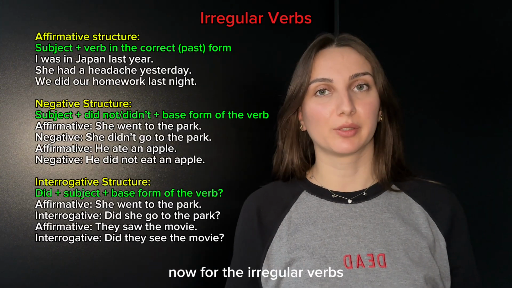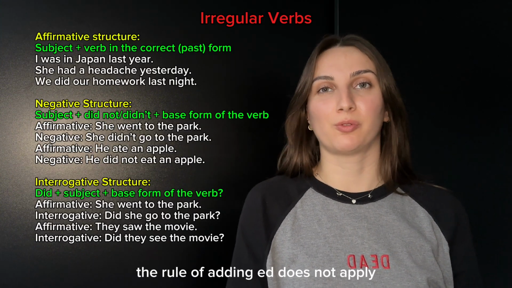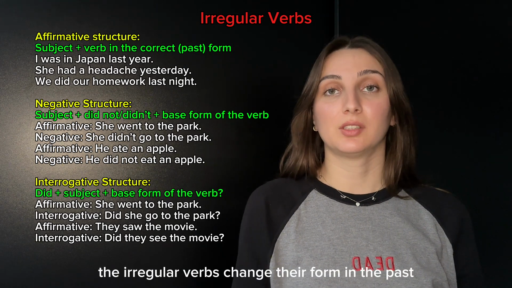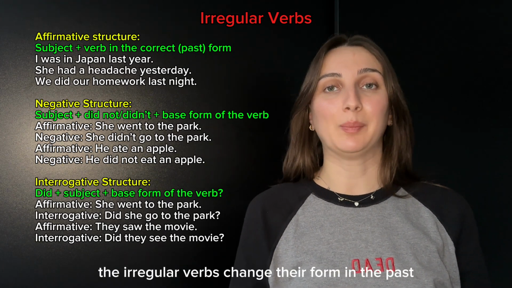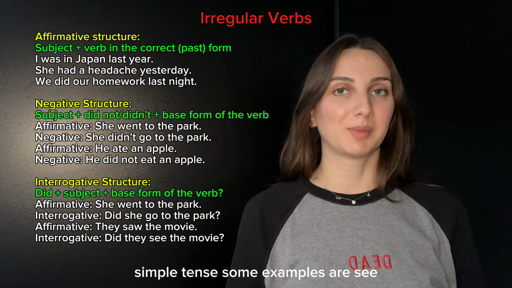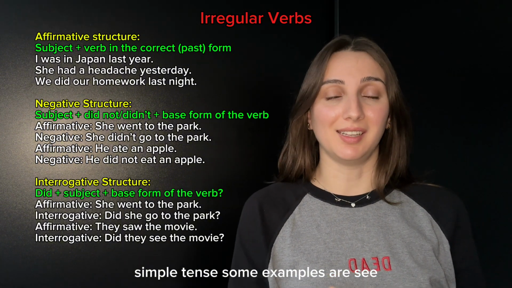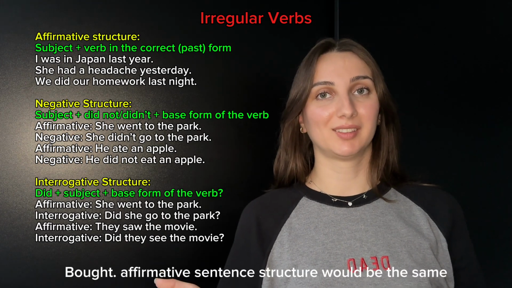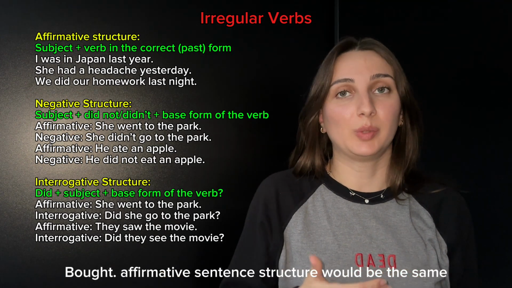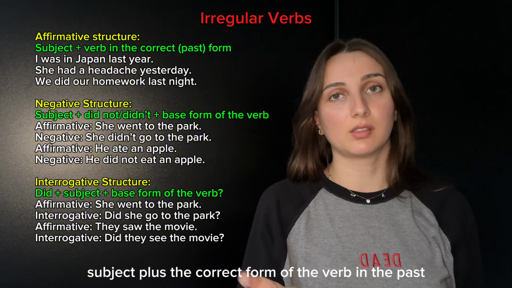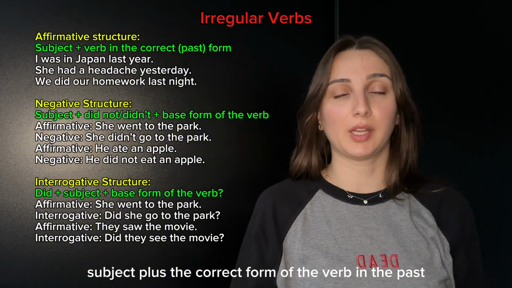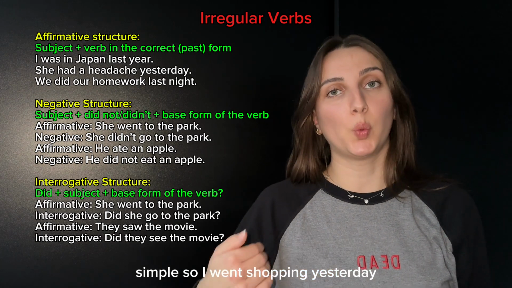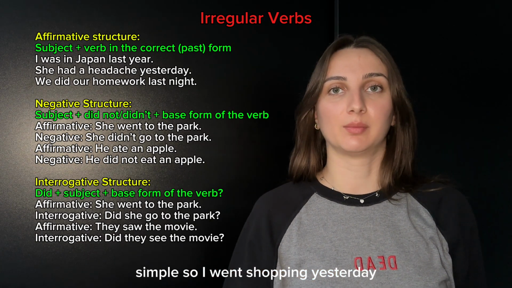Now for the irregular verbs, the rule of adding ed does not apply. The irregular verbs change their form in the past simple tense. Some examples are see, saw, buy, bought. Affirmative sentence structure would be the same: subject plus the correct form of the verb in the past simple. So, I went shopping yesterday.